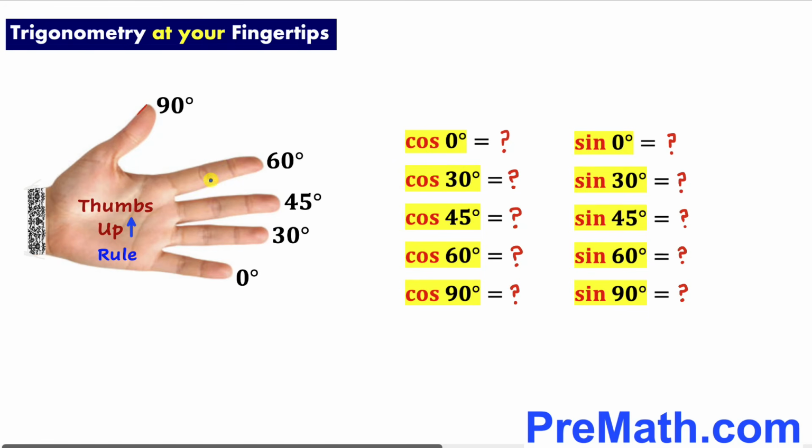Welcome to PreMath. In this video, we are going to use the thumbs up rule to figure out the values of cosine and sine for 0 degrees, 30 degrees, 45 degrees, 60 degrees, and 90 degrees.